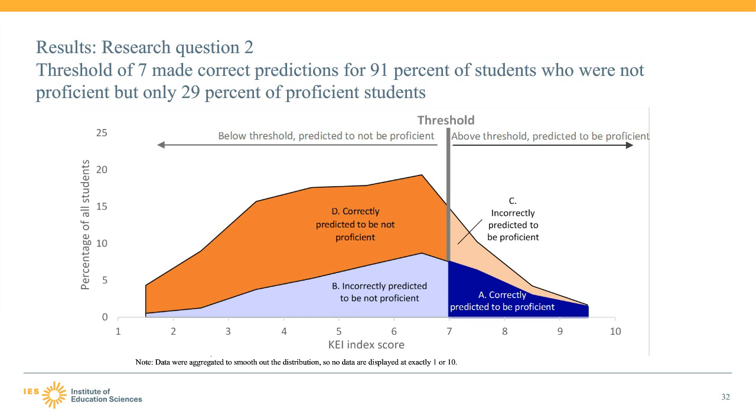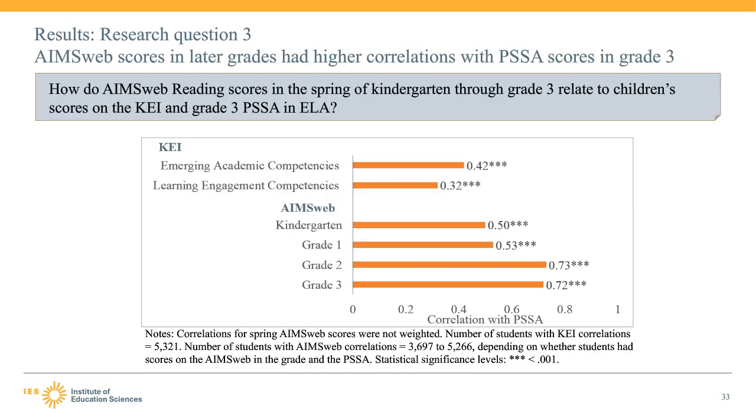In addition to the KEI, SDP also administers the Ames Web reading assessments in kindergarten through grade 3, though they did not administer it in the fall of kindergarten for the cohort we examined. To understand how the Ames Web assessment might compare to the KEI, we calculated the correlations between the Ames Web in spring of each year and proficiency on the PSSA.